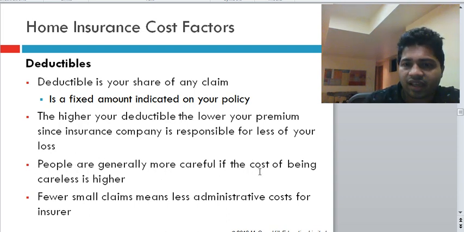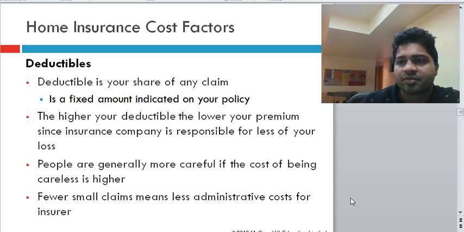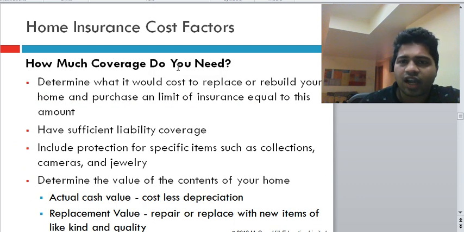People are generally more careful if the cost of being careless is higher. Fewer smaller claims means less administrative costs for the insurer. So these are the reasons: with a higher deductible, your premium is lower since the insurance company is responsible for less of your loss, people are more careful, and there are fewer smaller claims, so less administrative overhead.